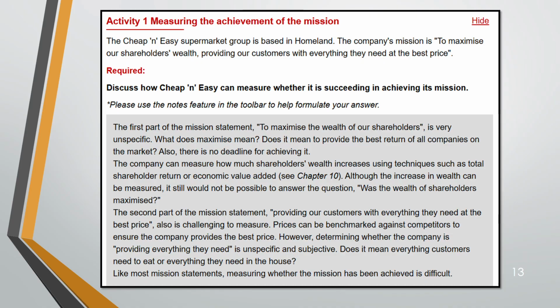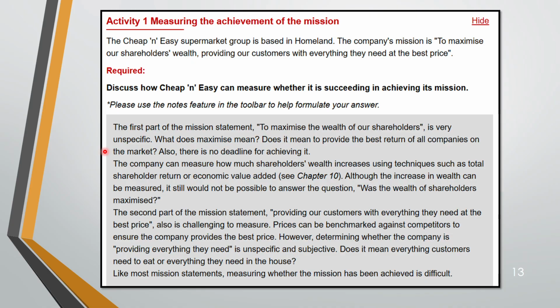They want the customers, okay? They want to provide customers with everything they need at the best price. So it's very difficult to measure shareholders' wealth, what the best price means. Now let us break this down into two things. This mission statement can be broken down into two parts. First part, shareholders' wealth. Second part, best price. So let us first answer the shareholders' wealth part in the first para.